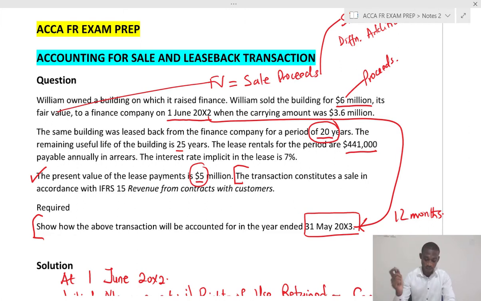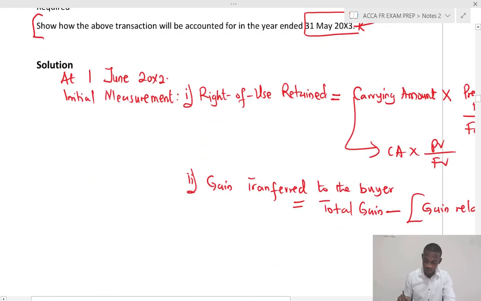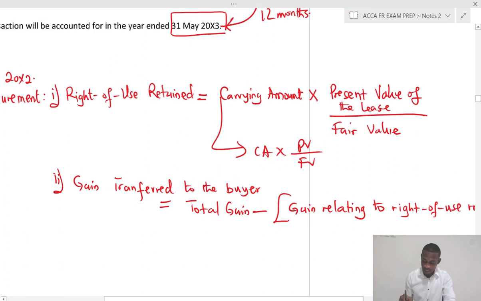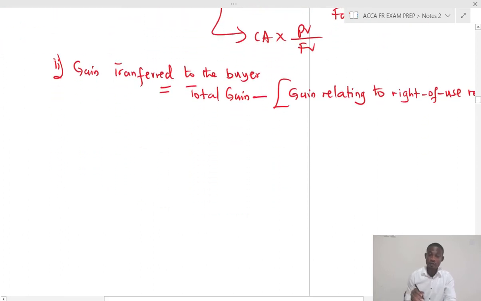Now the gain transferred is the difference between the total gain and the gain relating to the right of use retained. What is the total gain? It is the proceeds, which is the fair value, less the carrying amount. From this question, the fair value is 6 less the carrying amount 3.6. So here the total gain will be 2.4.